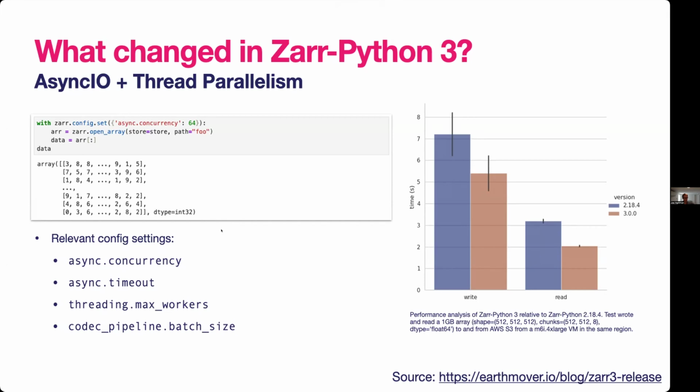there's a number of tuning options here. You can set the async concurrency. You can set the maximum number of threaded workers, so there's a thread pool on the back end. You can set the batch size. These are all knobs that can be tuned depending on your application. And just out of the box, we're seeing that this is offering improved performance for reading and writing data. Depending on how you tune these, we can make Zarr 3 much, much faster as well. So I think more to do there.